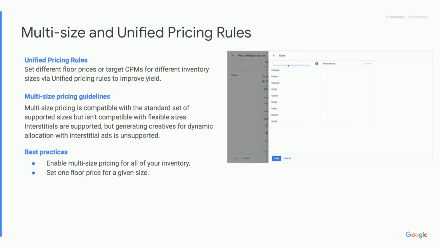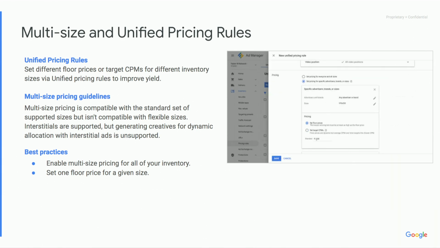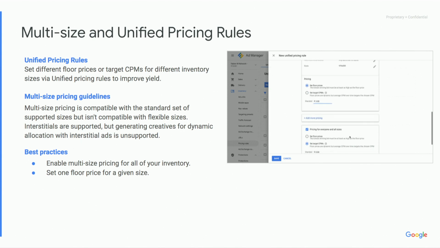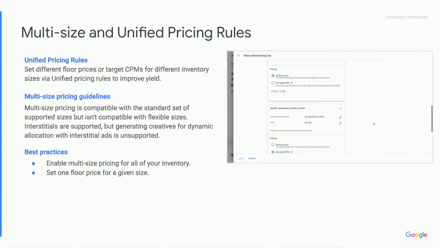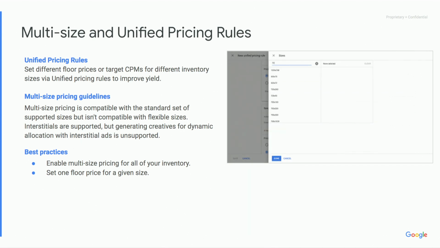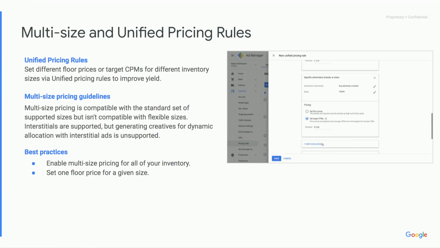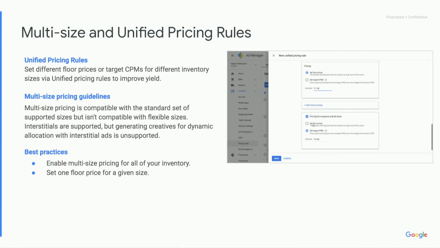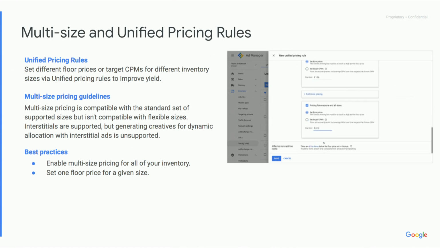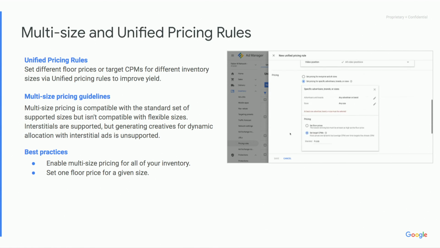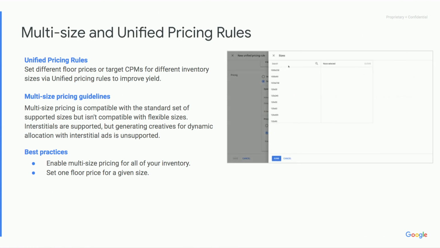In terms of best practices, when possible, you do want to enable multi-size pricing for all of your inventory. The majority of buyers do support multi-size pricing, but for those that do not, multi-sizes do not get passed along in the requests. So make sure you're asking buyers if they support multi-size bidding. Typically, it's also good to only set one floor price for a given size. In the event that there is more than one floor price set for the same size, the highest floor would apply.